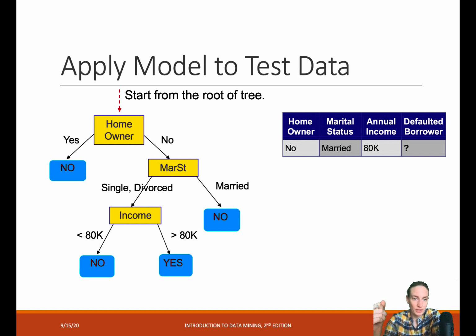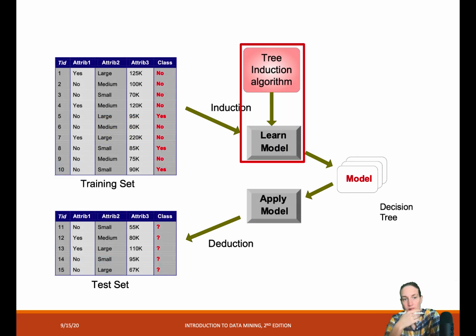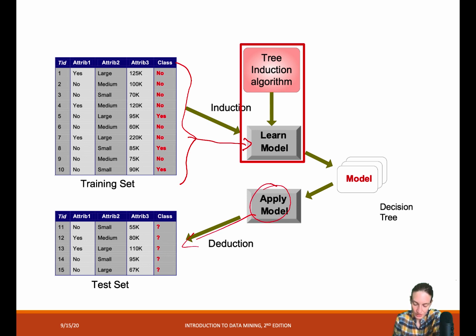When we apply a model to the test data, we start from the root of the tree and we fill everything in. We just did that. Homeowner, no. Marital status, married, so prediction is no. Okay, easy. Right, so we learn the tree from the training data to get a model, and then we can apply it to predict the class.